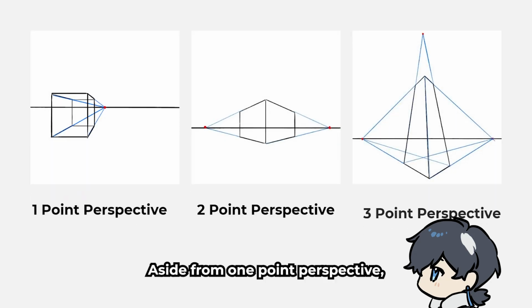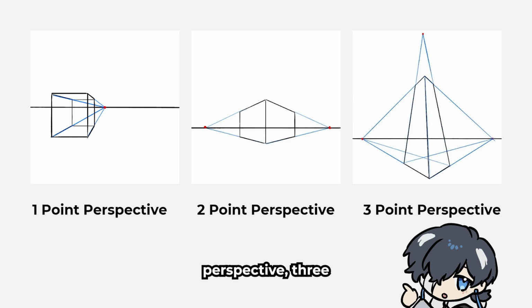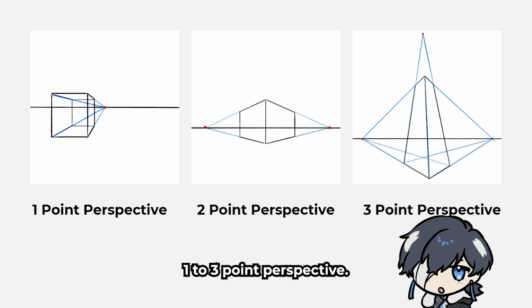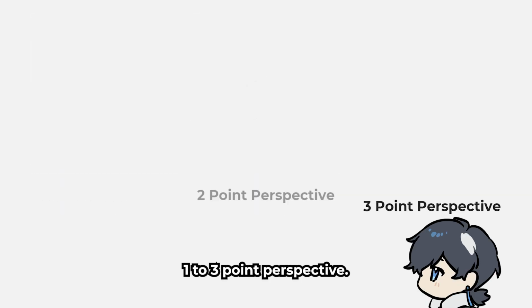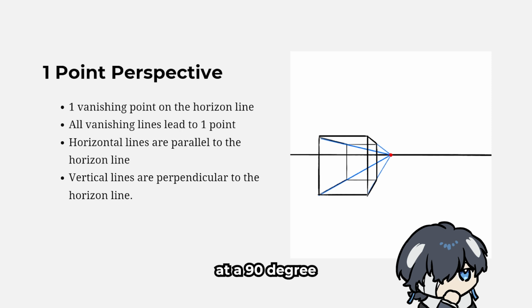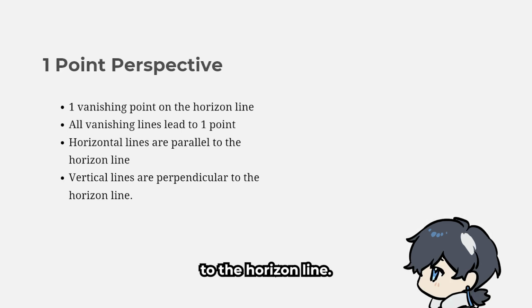Aside from one-point perspective, there's also two-point perspective, three-point perspective, and also four-point perspective, but I'll focus on linear perspective for this tutorial, which means 1 to 3-point perspective. One-point perspective has a singular vanishing point on the horizon line, and all vanishing lines lead to the singular vanishing point. Objects horizontally at a 90-degree angle from the horizon line are straight and parallel to the horizon line, and vertical lines are straight but perpendicular to the horizon line.